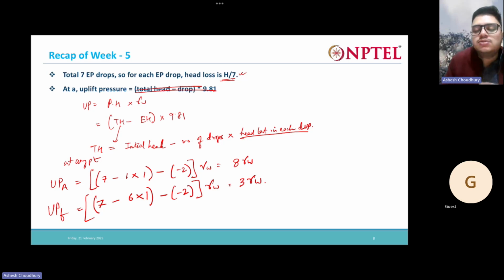Okay, pressure head is nothing but the total head at that point minus the elevation head at that point. Now, how to get the total head? Total head is the head there initially. From that initial head, if I subtract the number of drops times the head lost in each drop, I will get the total head at that point. Then deduct the elevation head, I get the pressure head. Then I multiply it by gamma W, it gives me the uplift pressure.